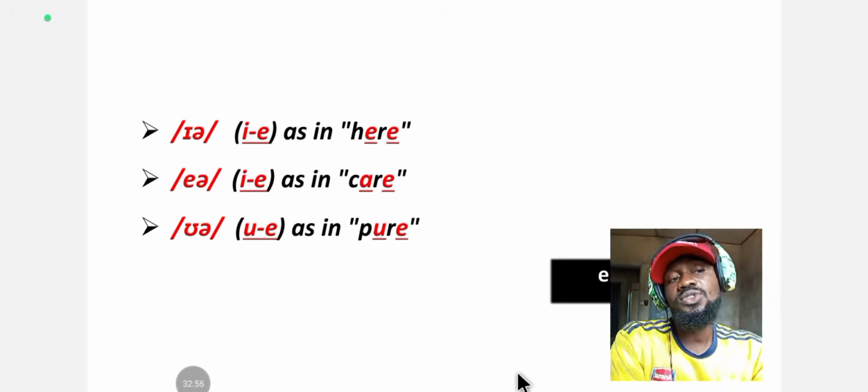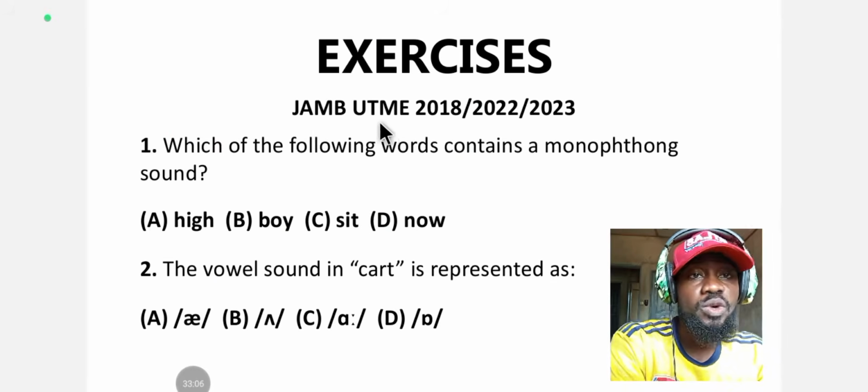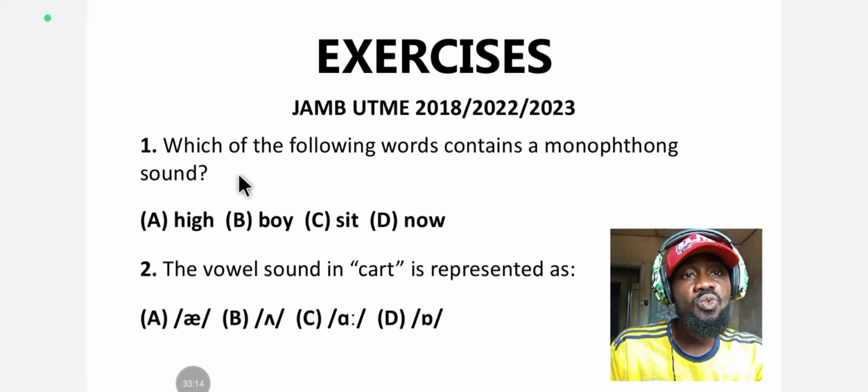Now, let's look at some exercises to further test what we have learned so far. Exercises. These questions were brought from JAMB-UTME 2018/2022/2023. The instruction reads, which of the following words contain a monophthong sound?